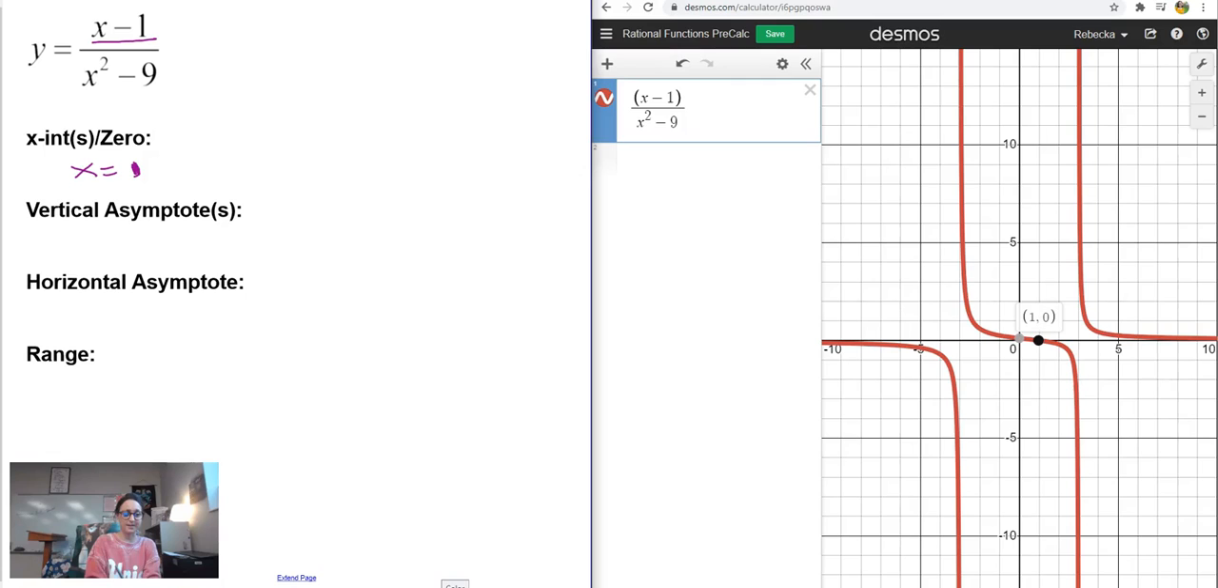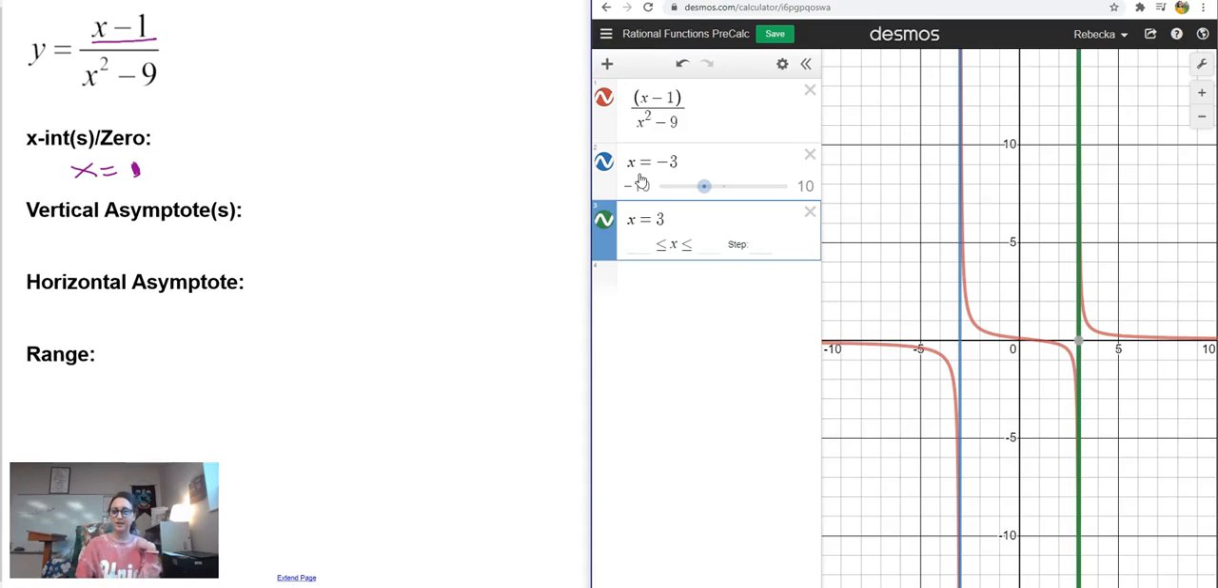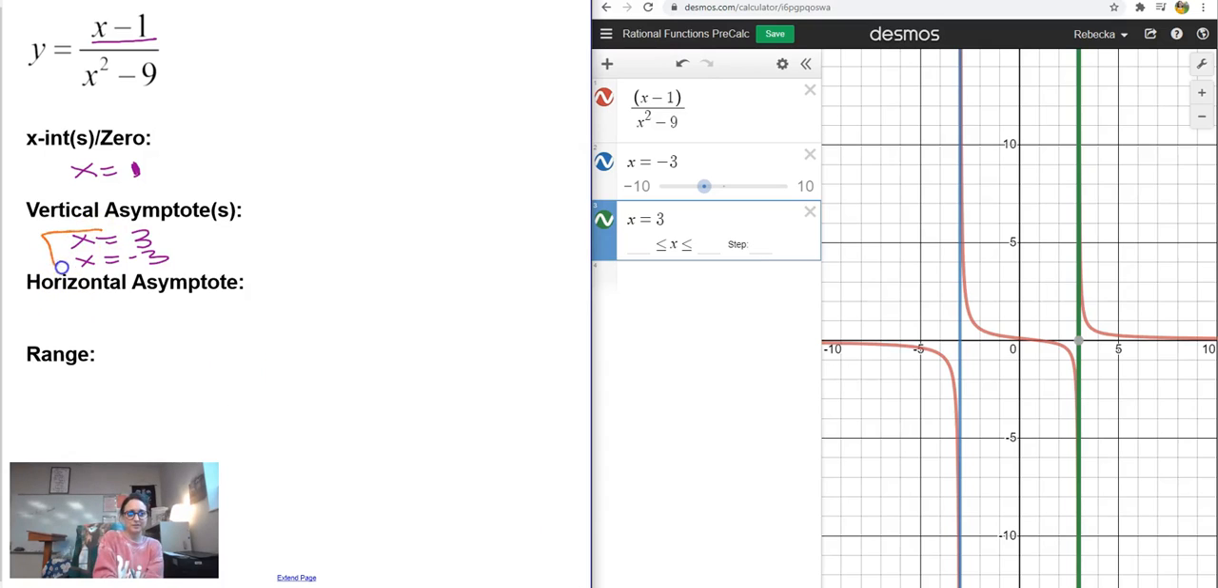Now let's look at vertical asymptotes. So it looks to me like I have, and let's graph them just so you are convinced, vertical asymptotes at x equals negative 3, as well as x equals positive 3. Those look like the vertical asymptotes, right? So x equals 3 and x equals negative 3. And those came from where? Those came from when we set the denominator equal to 0, right?